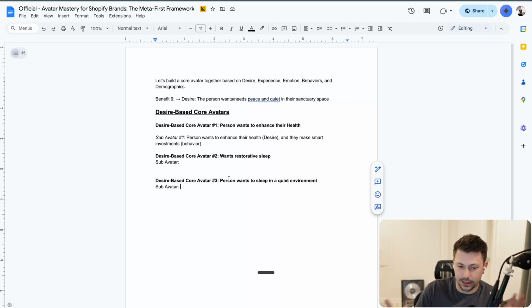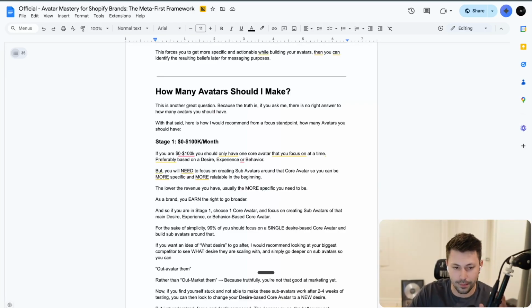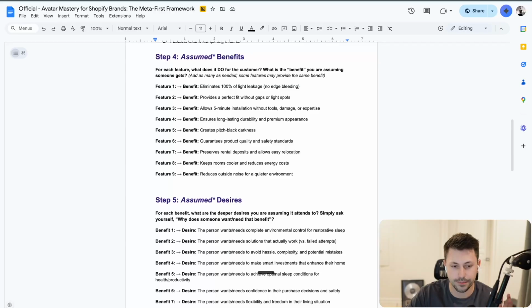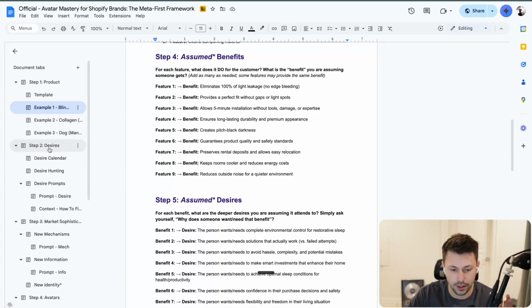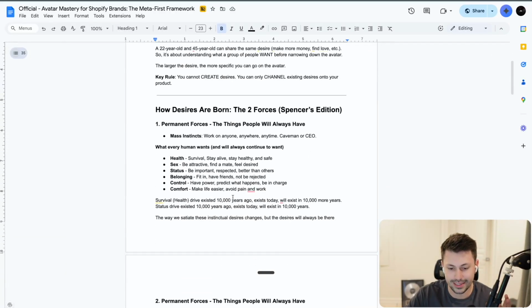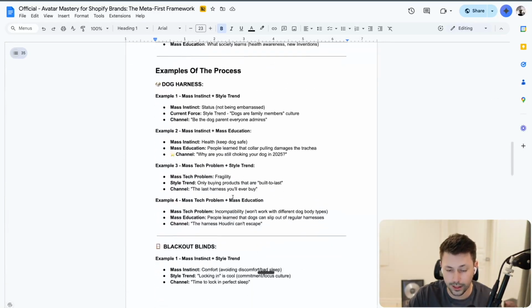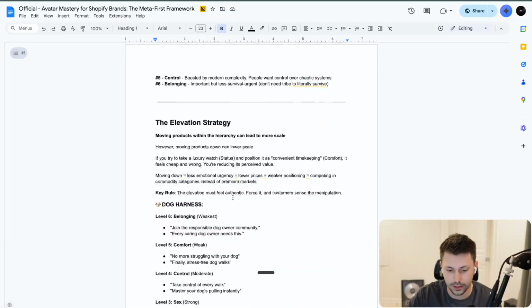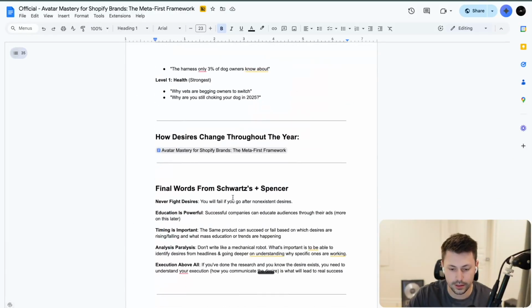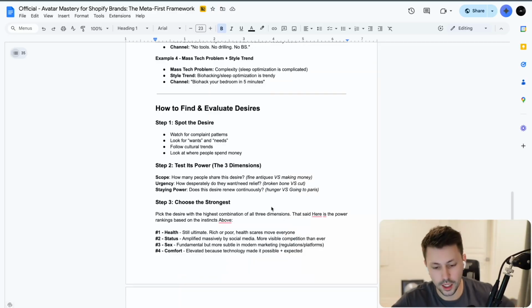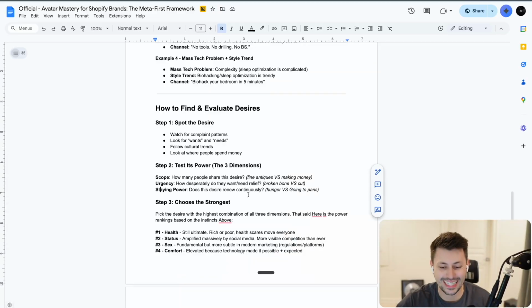So keep this in mind, guys, the scope. If you know what I'm talking about here, if we go back to our desires document, to where Spencer explained desires, and if we scroll down to where I explained it, I'm going through all of this stuff. Let me go ahead and take you guys there. So I'll just pause it. All right, I scrolled right by it, but we have scope, urgency, and staying power, right?